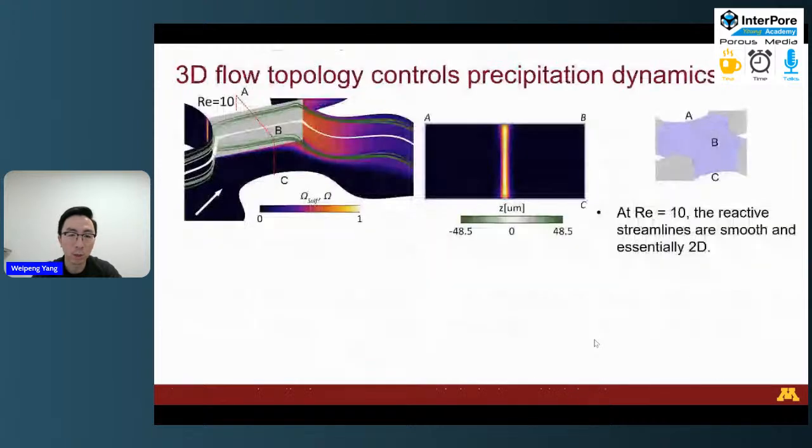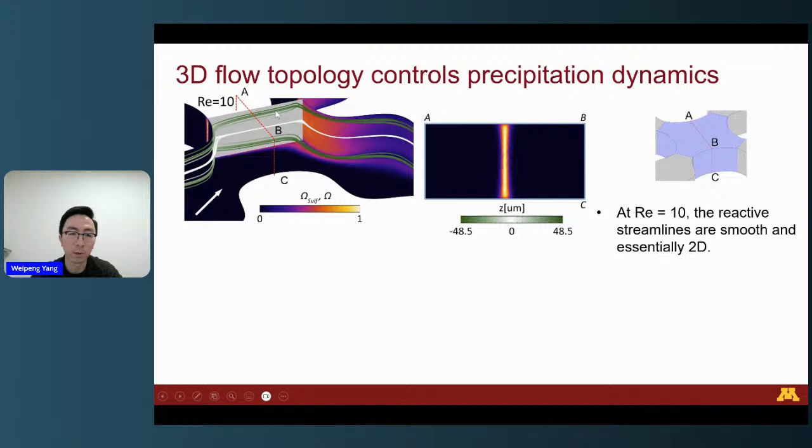To understand how the fluid inertia changes the precipitation pattern, here we show the streamline and surface reaction rate at the intersection. The color of the streamline indicates their z location value, and the color on the surface indicates the surface reaction rate. Here you can see that for Reynolds number 10, the streamlines are essentially two-dimensional. They are smooth and parallel to each other.